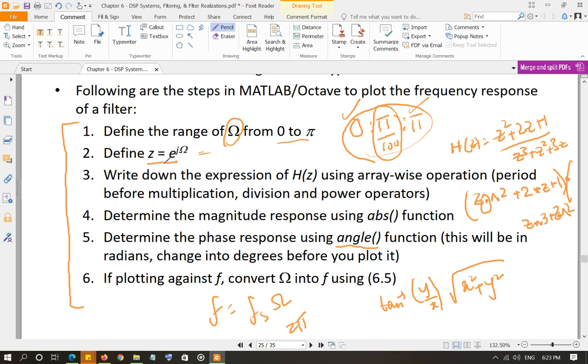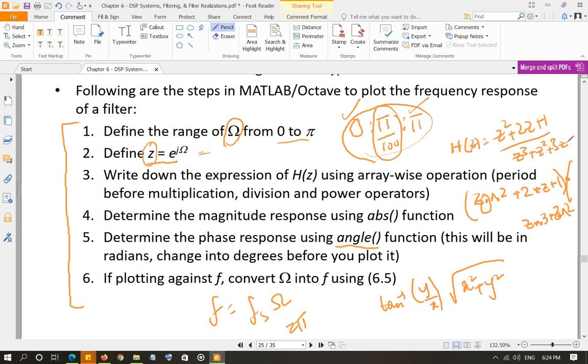Then you're going to define z equal to e to the power j omega. Since omega is already defined, it's going to calculate e to the power j omega and assign all those values to the variable z. And then you're going to write down H of z using array-wise operation. What do we mean by array-wise operation? So if H of z is, let's say, z square plus 2z plus 1 over z cube plus z square plus 3z, whatever.